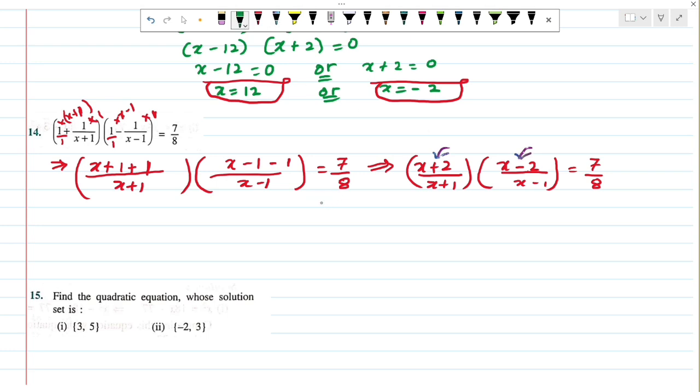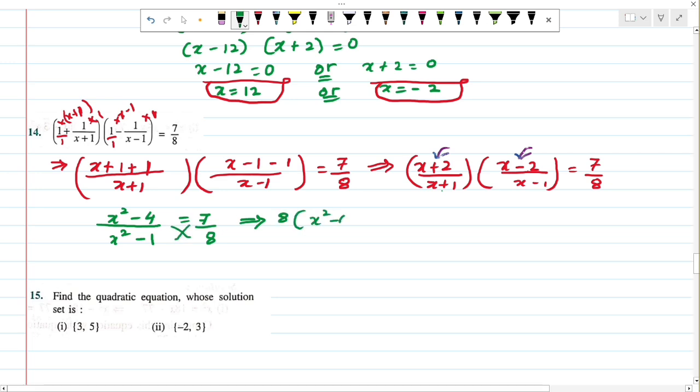So I'll write it as a square minus b square, that is x square minus 4, divided by x plus 1 and x minus 1, which is again a plus b and a minus b. Again I'll write it as a square minus b square, that is x square minus 1, which is equal to 7 divided by 8, RHS as it is. So if I cross multiply them, I'll get 8 of x square minus 4 is equal to 7 of x square minus 1.